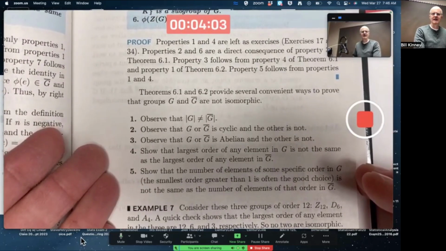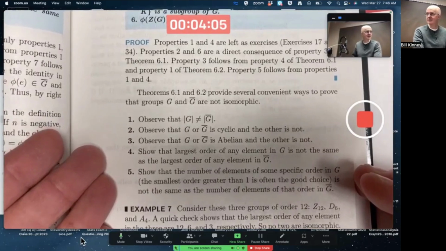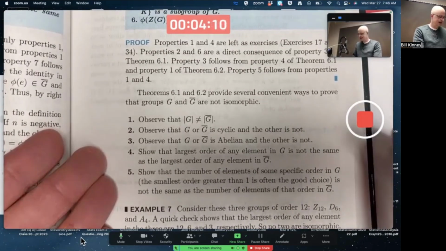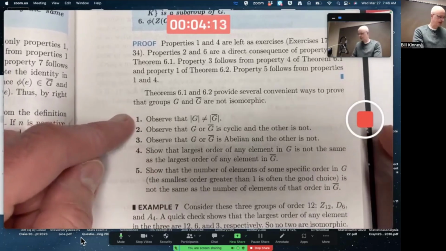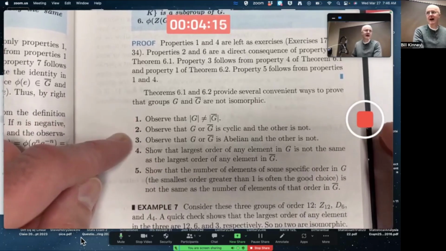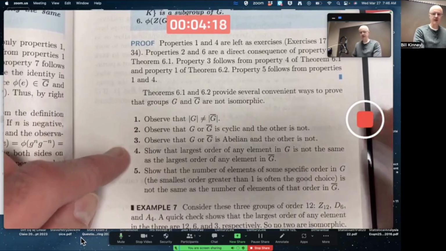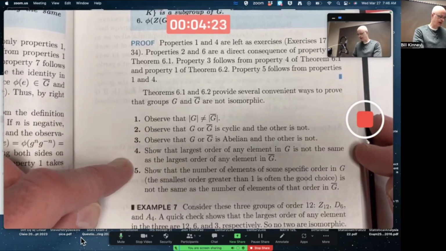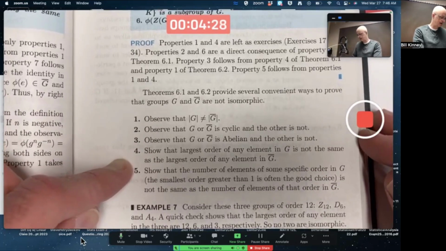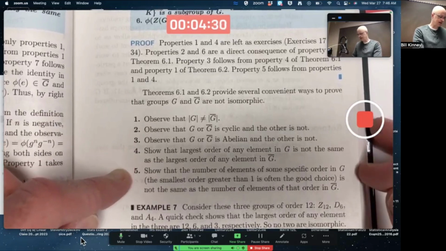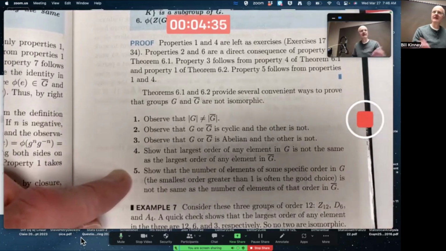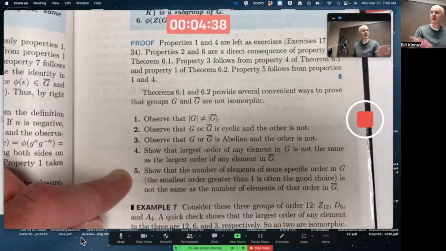We've used these facts quite a bit. They're pretty intuitive. They're convenient ways of showing groups are not isomorphic. It's usually easier to show groups are not isomorphic than to show they are isomorphic. If they have different orders, they're not isomorphic. If one's cyclic and one's not, then they're not isomorphic. If one's abelian and one's not, then they're not isomorphic. If the largest order of an element of G is not the same as the largest order of an element of G bar, then they're not isomorphic. Number of elements of specific orders, if it's different, they're not isomorphic. Those are examples of things that easily help you show things are not isomorphic. That could come up on the test.